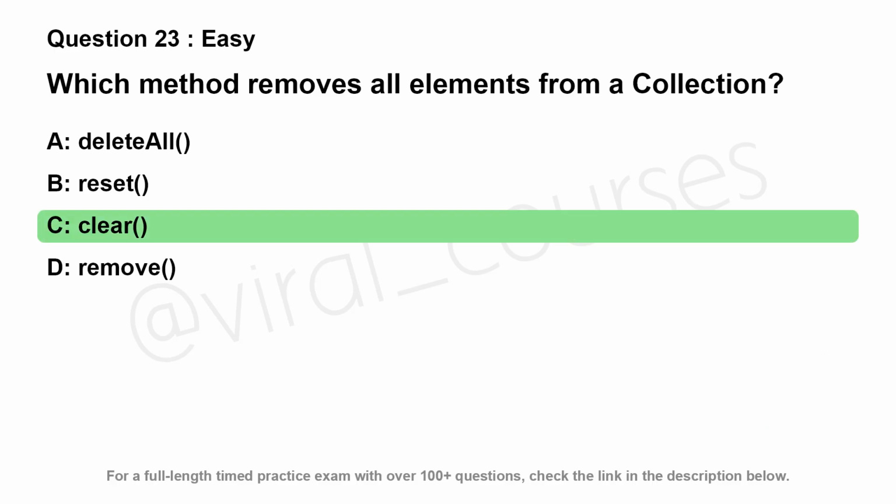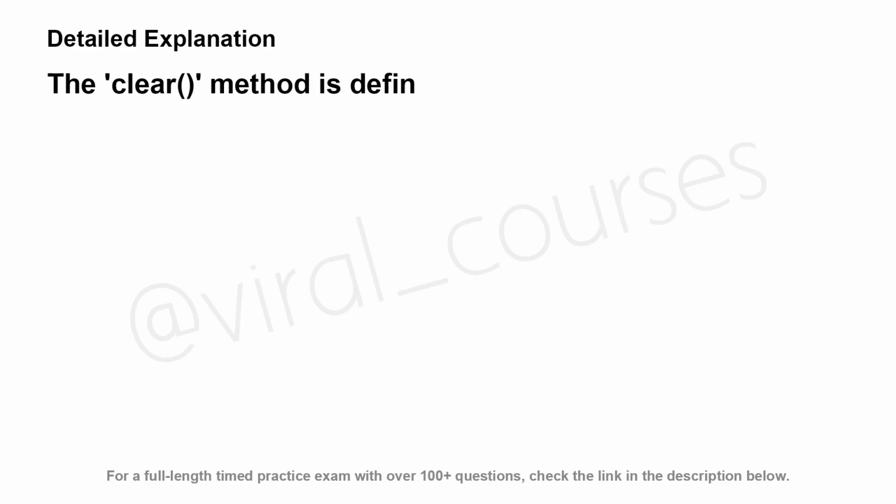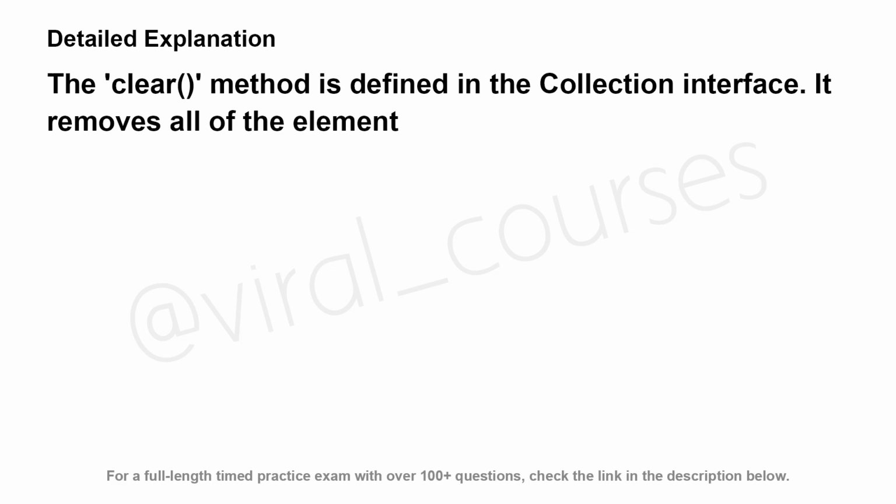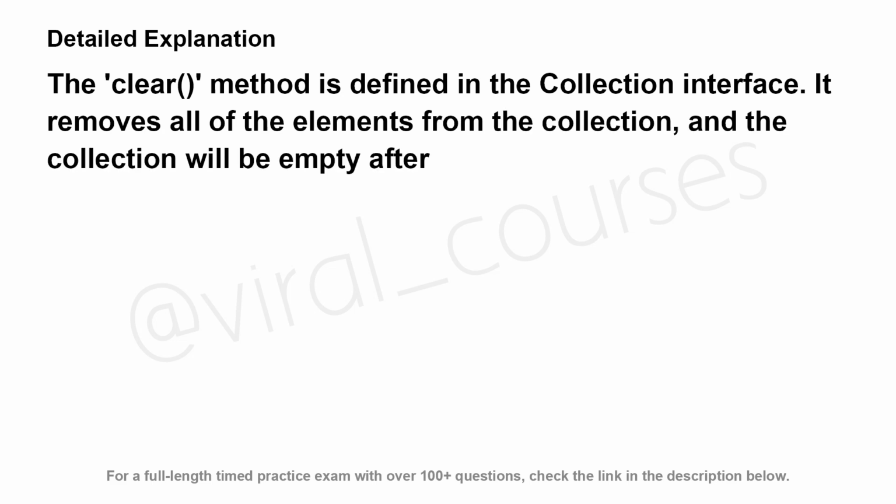The correct answer is C. The clear method is defined in the Collection interface. It removes all of the elements from the collection, and the collection will be empty after this call returns. Size will be 0.